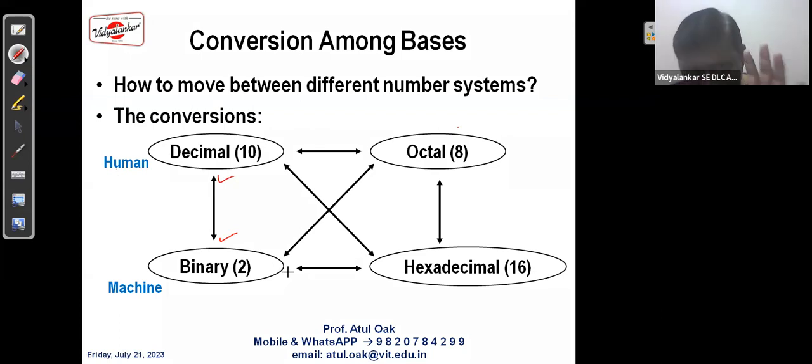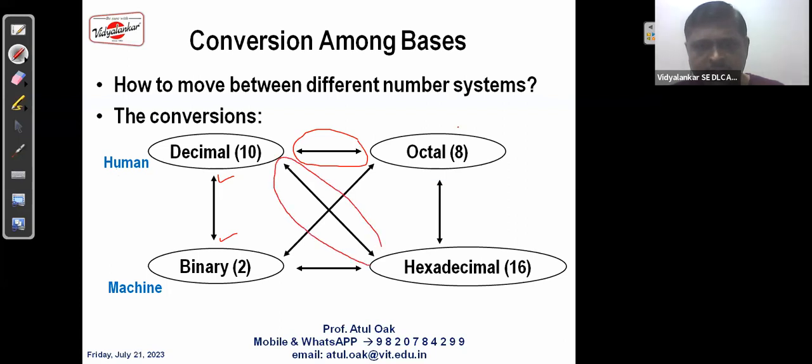Now on the same lines, we will talk about two pairs, or I will say four conversions. Okay. One is decimal to octal. Okay, we will discuss this particular conversion. And decimal to hexadecimal, we will discuss this particular conversion. Okay, this is our next point of discussion.